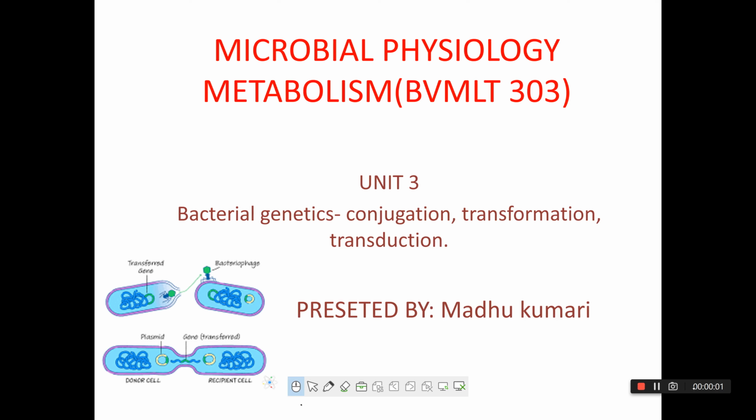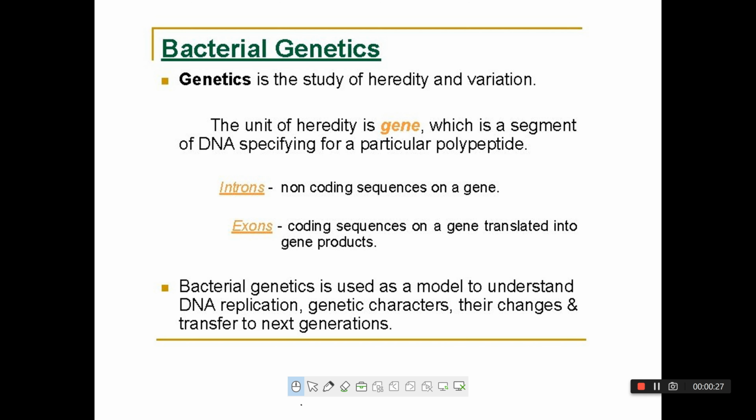Today we discuss bacterial genetics, which comes under microbial physiology and metabolism, that is BVMLT 303. This topic comes under unit 3. In bacterial genetics, the main topics are conjugation, transformation and transduction. In these topics we see how bacterial genetic material is transferred from one cell to another cell. So first of all we discuss what bacterial genetics is.